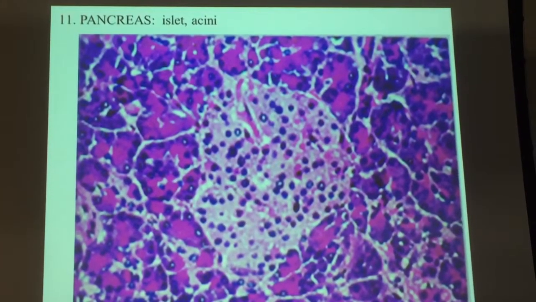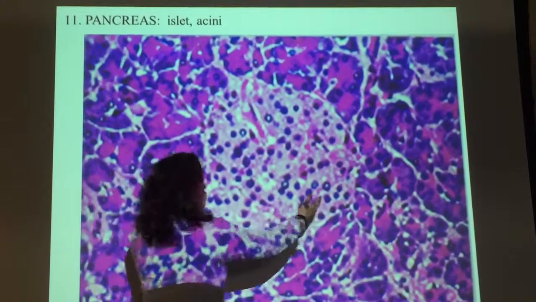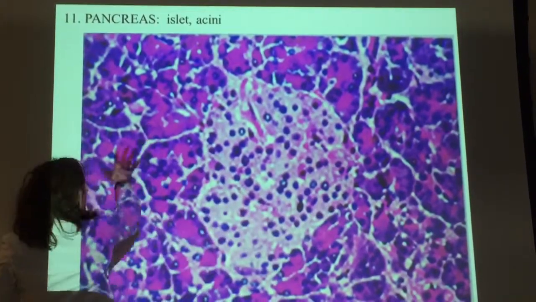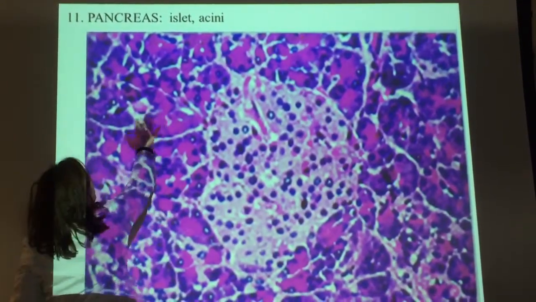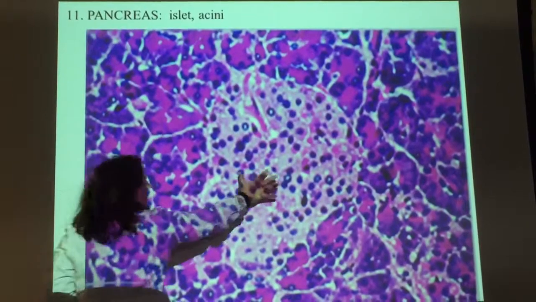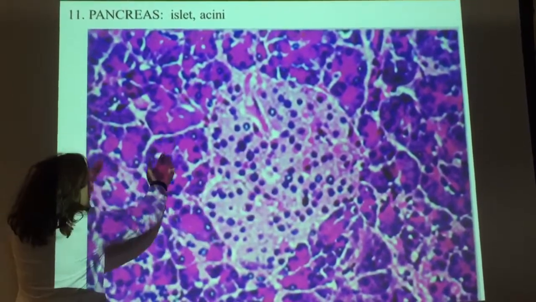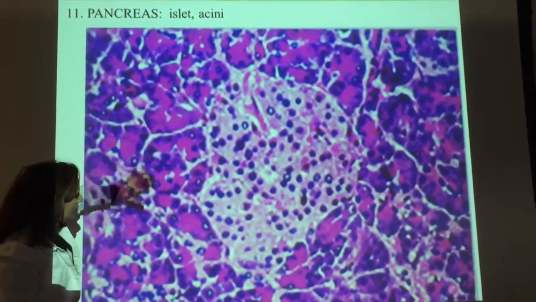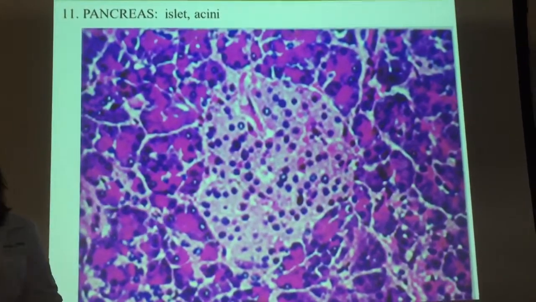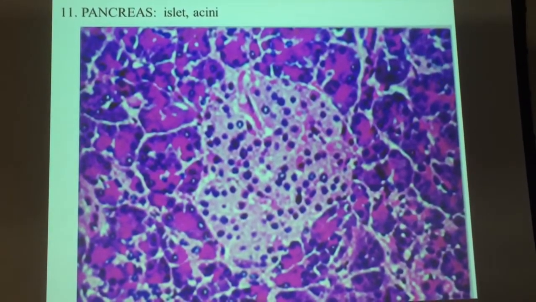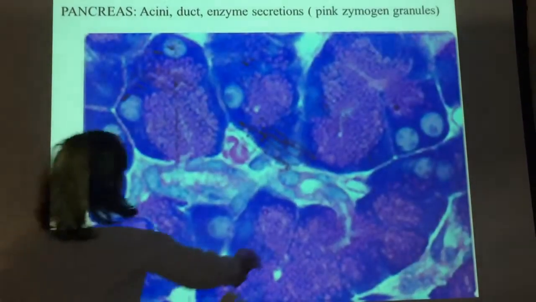Okay. This is now the pancreas. So you remember the islets of Langerhans? Okay. And then these are the acinar cells, or you can say acini. There's the acini. So islet of Langerhans, and then acini, A-C-I-N-I. These are the ones that have the pancreatic enzymes, which is the pink stuff inside those cells, which goes to the pancreatic duct. And here's the pancreatic duct right here.